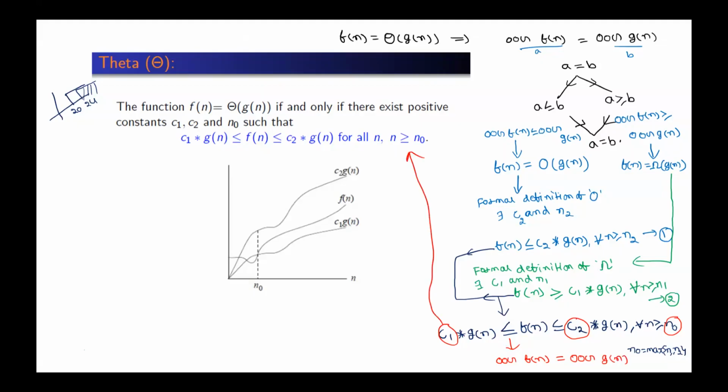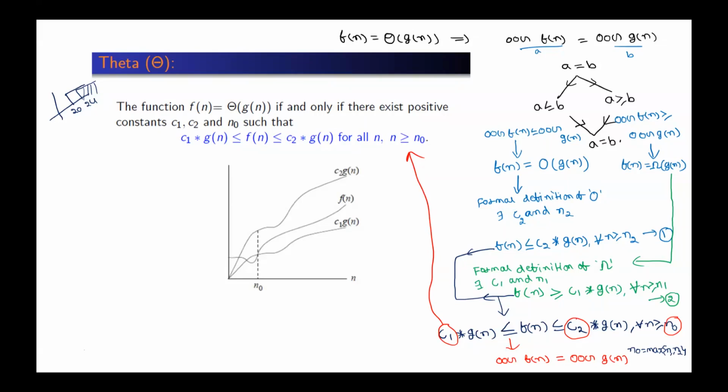See, theta notation means what? Both have the same order of growth. How to show that both have the same order of growth? First, we say that f of n's order of growth is less than or equal to the order of growth of g of n. That is nothing but big O. F of n is big O of g of n.